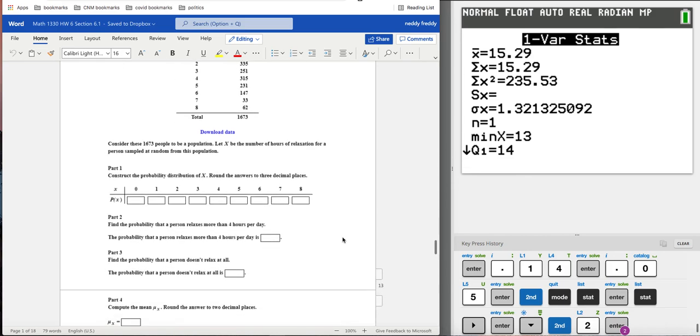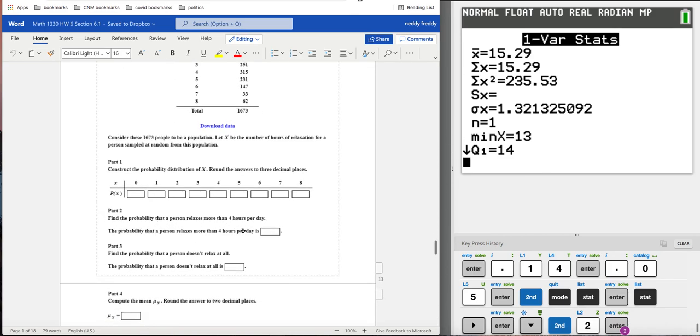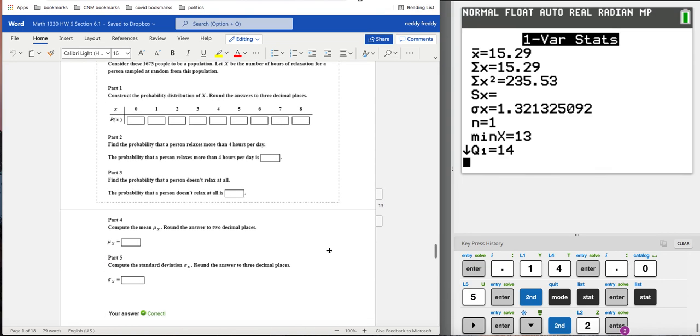And then after that, there's going to be other questions about the probability. So that covers all of section 6.1.